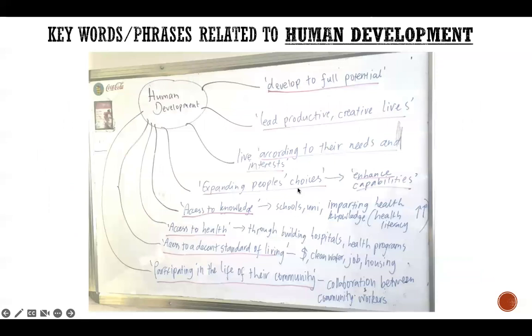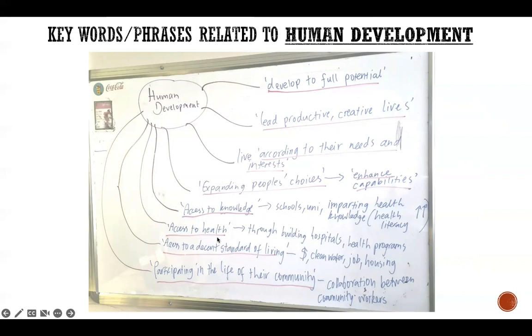Okay, so this is the picture of the board I was talking about. It's just literally human development. It's just stuff that's already in that definition that we've all learned. Develop to full potential, lead productive, creative lives, enhance capabilities, access to knowledge. It's good to try to remember as many of them as you can, just because you don't know which one you might use in which kind of case study, in which kind of scenario. So if you know more of them, you basically have more scope and more choice as to which one you're actually going to incorporate into your answer. So that's why I say it's always better to know as many as you can.